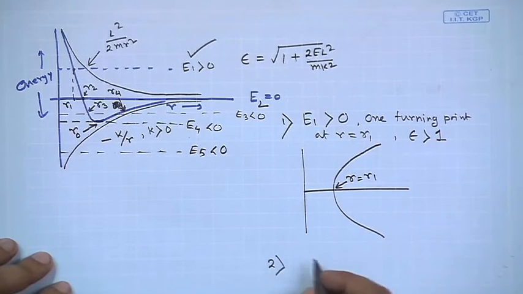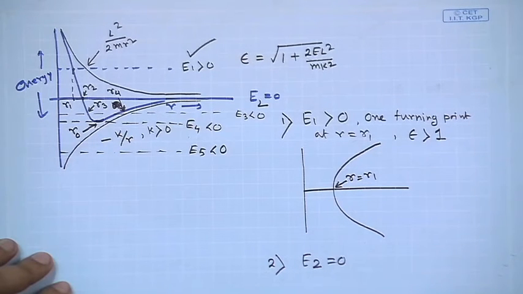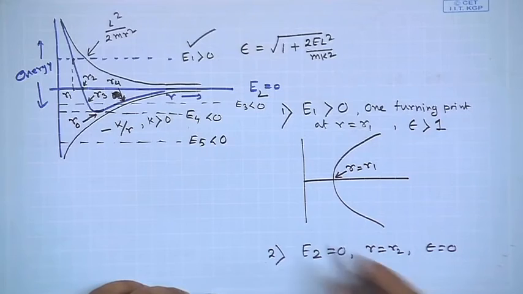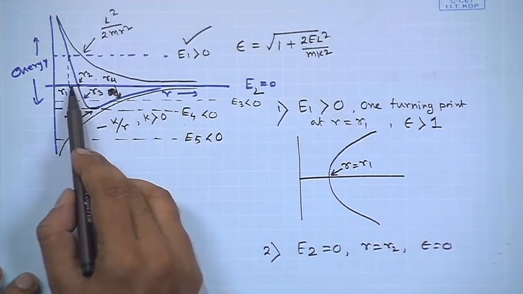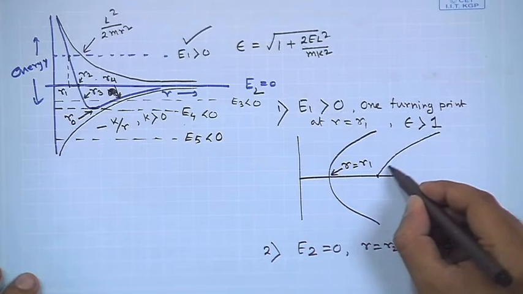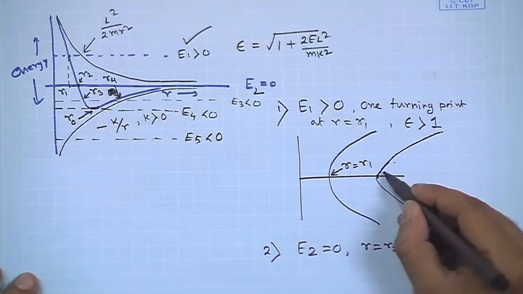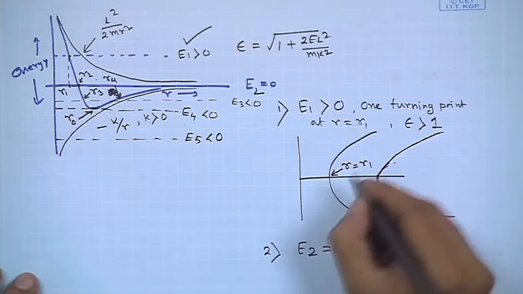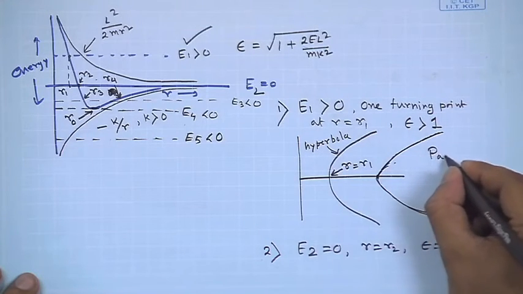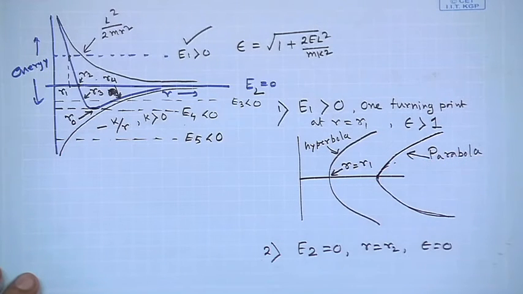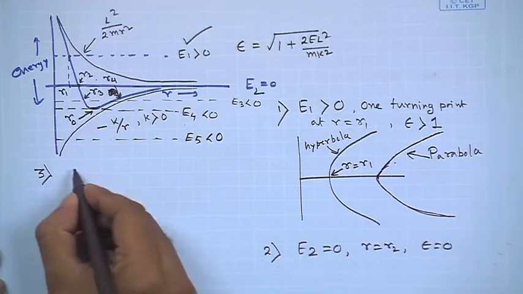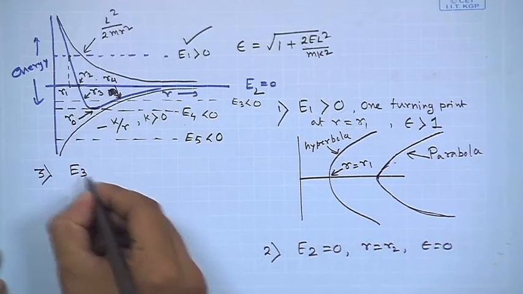Now, for case 2, we see that E2, which is equal to 0, immediately tells us that there is one turning point at R equal to R2 and epsilon equal to 1. Now, R2 has a slightly higher value than R1, and this one corresponds to a parabolic orbit. So, this one is a hyperbola and this one is a parabola, right.